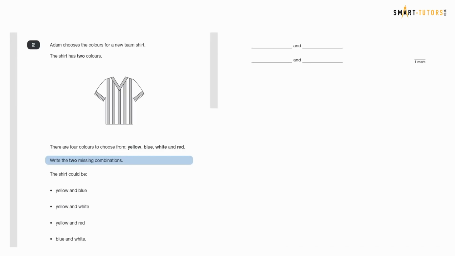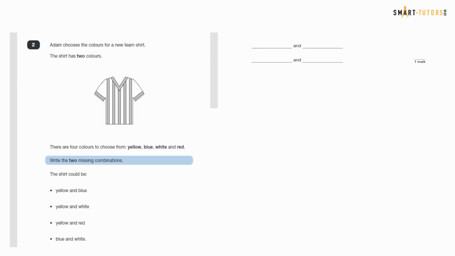Question number 2. Adam chooses the colors for a new team shirt. The shirt has 2 colors. There are 4 colors to choose from: yellow, blue, white, red. Write the 2 missing combinations. The shirt could be yellow and blue, yellow and white, yellow and red, blue and white. Now they are asking to write the 2 missing combinations. I let Ivan explain, because instead of me explaining the question, a 10-year-old can explain how they can find all the combinations, and any trick ways he can explain to us.